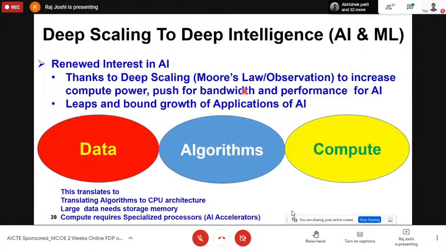Okay, now I want to switch here from deep scaling. I gave you much more information regarding what are the bottlenecks in deep scaling, and especially functionality, performance, bandwidth, as well as variability, right? So, but deep scaling, how do we migrate to deep intelligence?